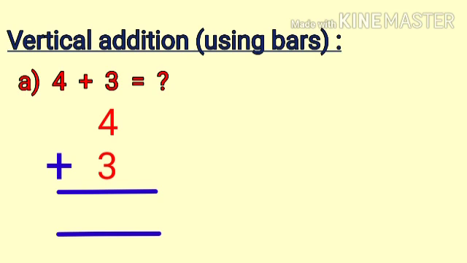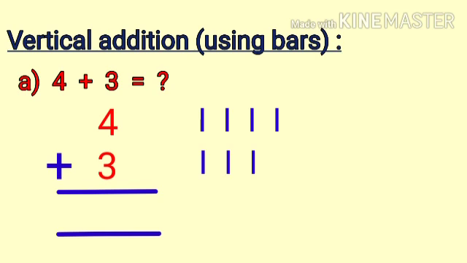Now, we have to draw vertical bars to represent these numbers. That means, first we should draw 4 vertical bars to represent 4. Next we have to draw 3 vertical bars to represent 3. Finally, we should count all these bars together to get the sum of these two numbers.